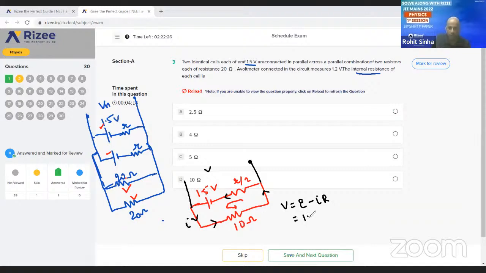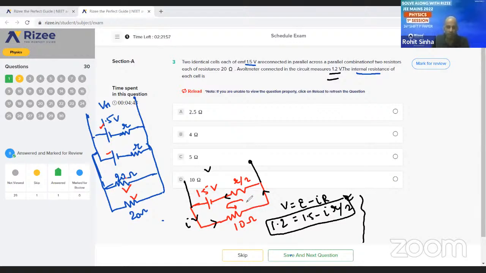We can write 1.5 minus I into the internal resistance value, R by 2, and this voltage is given as 1.2. From here we got the first equation. This was from the given data. Now the second equation we can get from here.